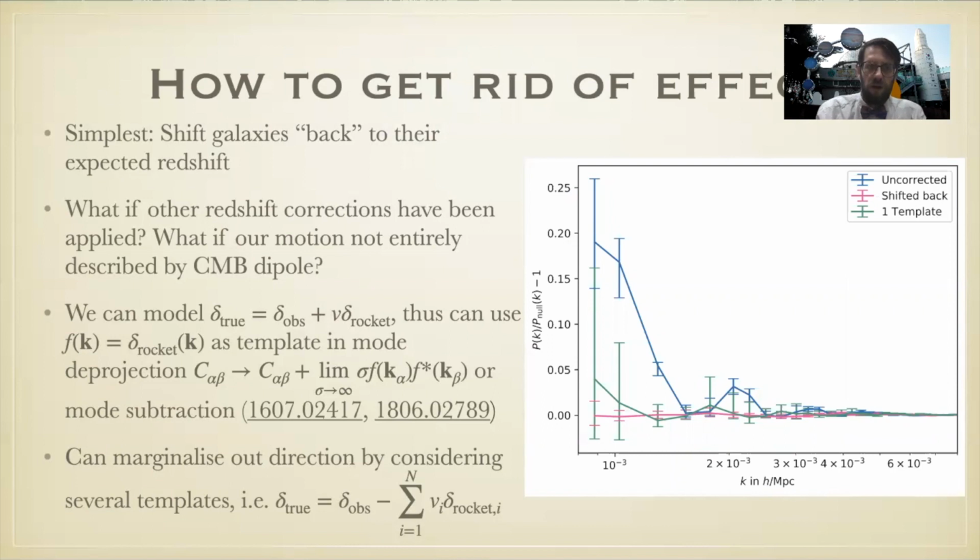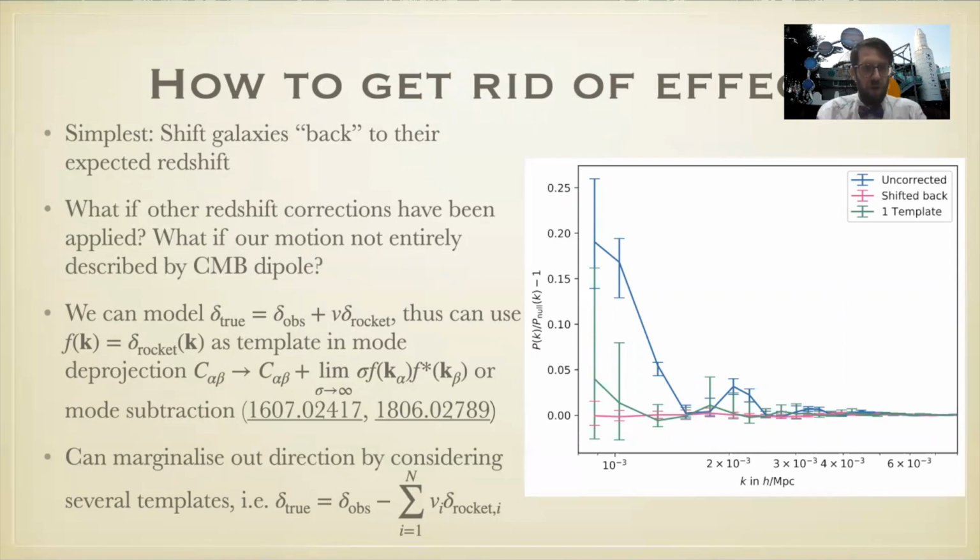So first, how can we get rid of the effect from the Kaiser rocket effect? In this plot, you can see in blue the fractional difference between the power spectrum that we measure from Gaussian realizations where we apply the Kaiser rocket effect, and the null power spectrum that we measure from the same simulation before applying these shifts. You can see that we have a power excess at large scales.